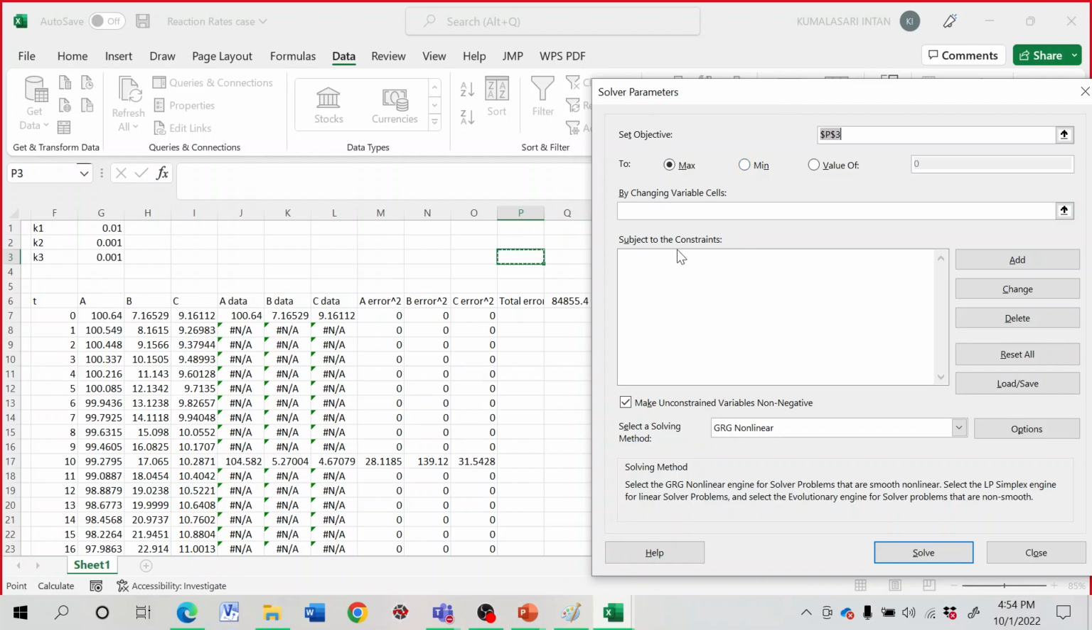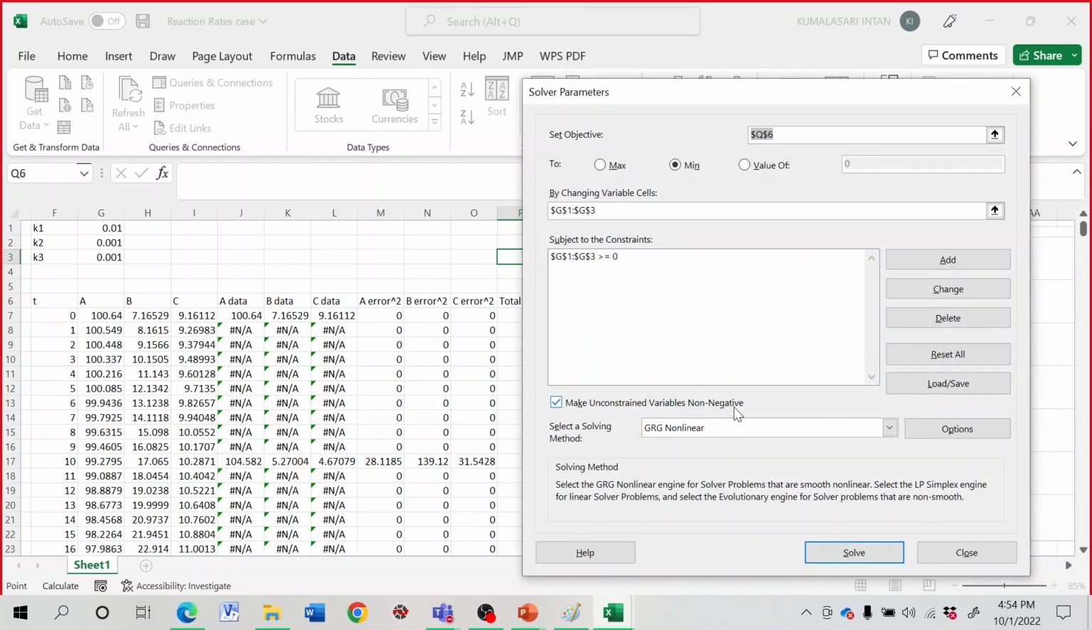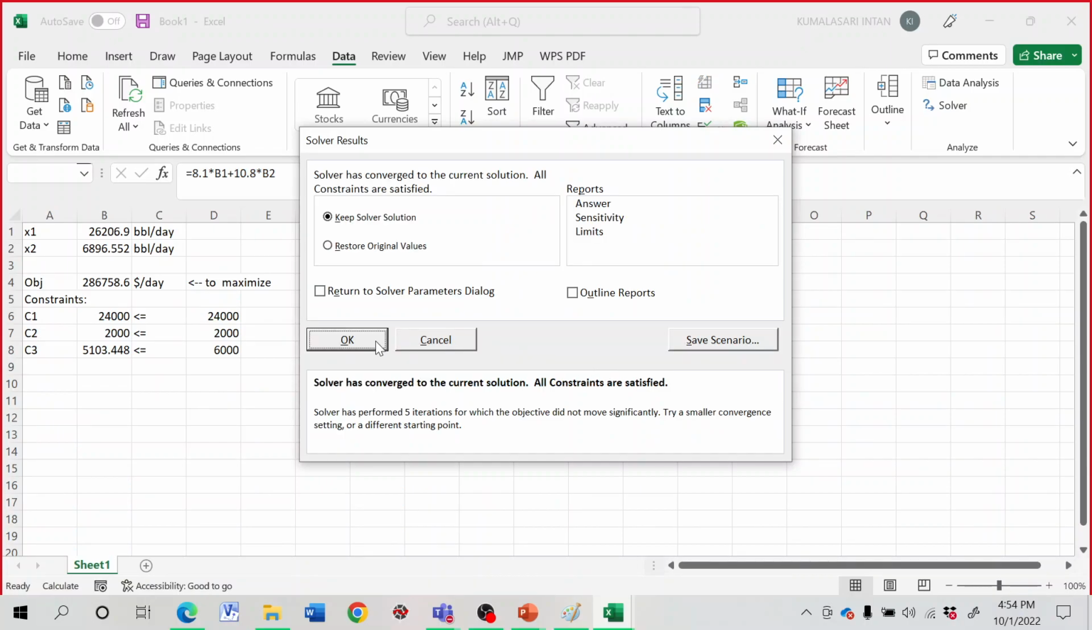So what we want to minimize is this one, the objective function. We want to minimize it. What do we want to change? This guy. And then any constraints, as far as we know, this thing has to be positive. That's basically what this is. And then okay, non-linear, and then we try to solve it.